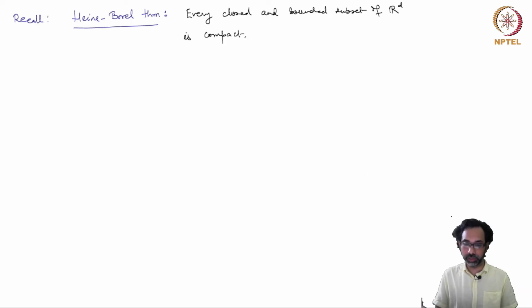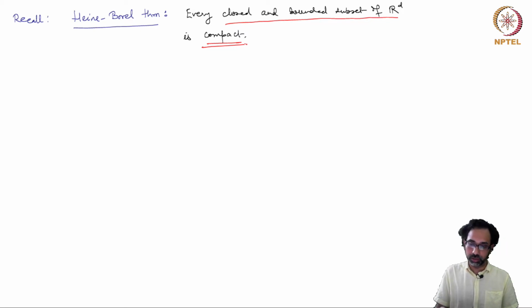So to prove this we need the following fact from topology, which is called the Heine-Borel theorem. So we recall it here. It says that every closed and bounded subset of R^d is compact. Compact meaning that every open cover has a finite subcover by definition. This result is a deep converse to the fact that every compact set in R^d must be closed and bounded. So this is a converse saying that every closed and bounded subset is also compact. So we would need this fact.